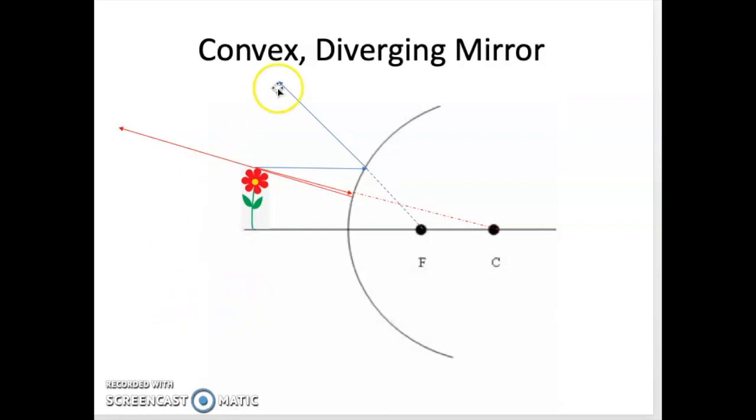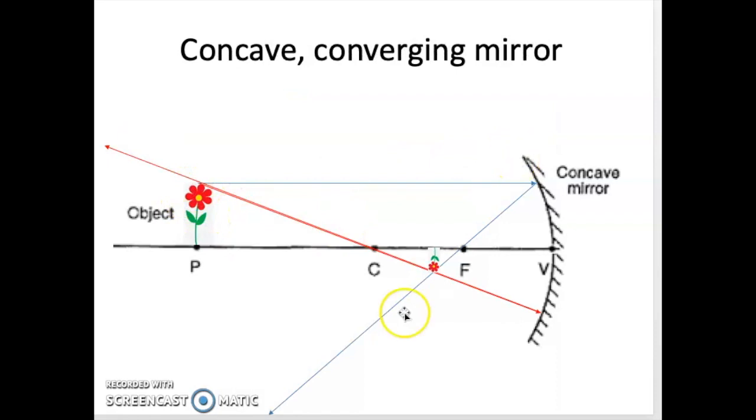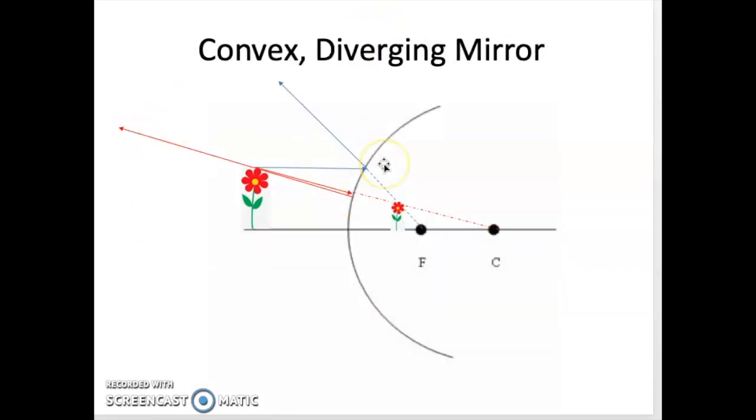Ta-da! And our brain, seeing these two diverging rays of light, thinks to itself, self, those must have come from the same location back behind the surface of the mirror, and so our brain sees a smaller, virtual, upright flower whose top occurs at the intersection of those two rays. So, at this point, you should note that ray 1, the blue ray, goes parallel in and towards the focal point, either towards the focal point for converging or away from the focal point for diverging.